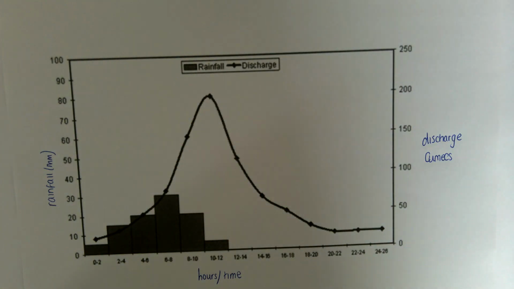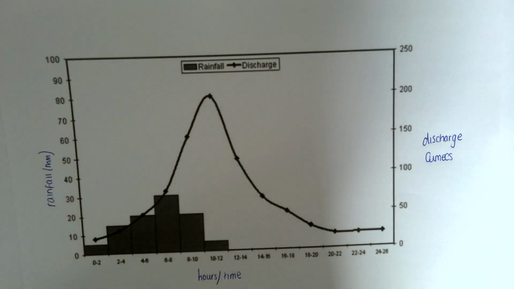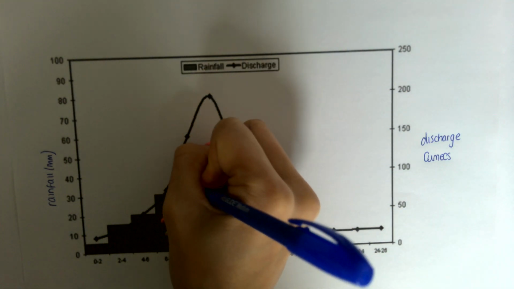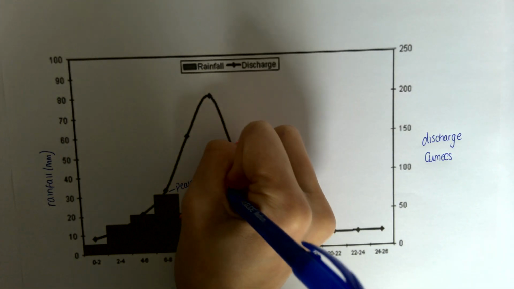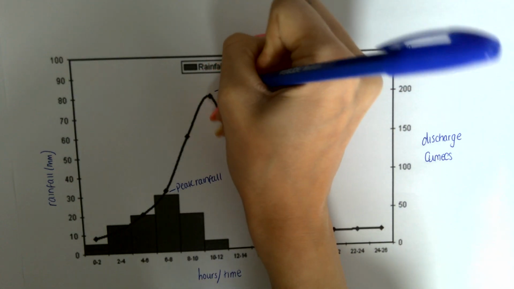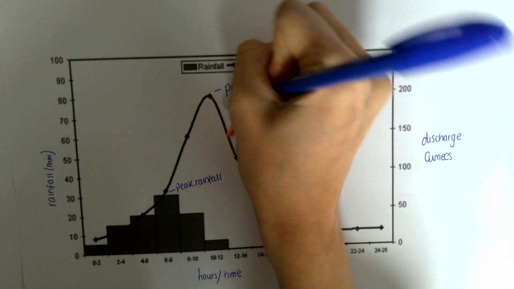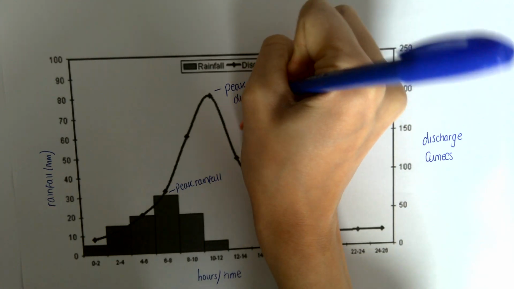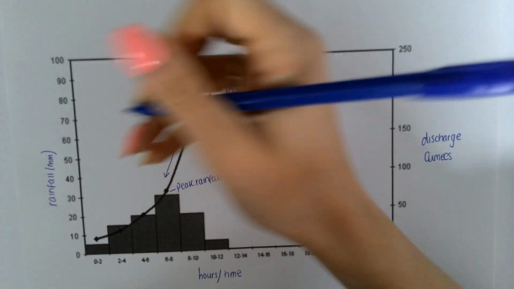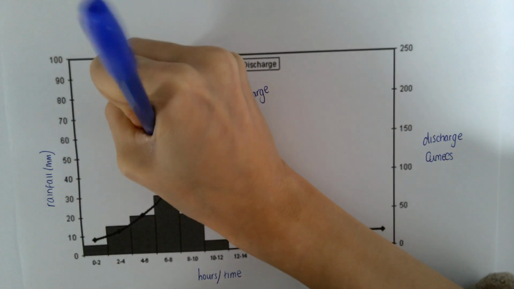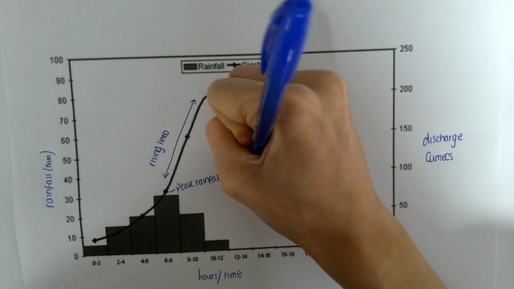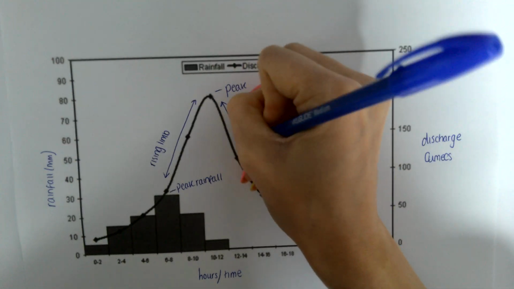So let's label certain parts of the graph. You've got your peak rainfall here, which is the maximum amount of rainfall that fell. You also have here your peak discharge. So remember, that's your volume of water in the river. You have this bit here, which is going up, which is your rising limb. Then you have the bit that is going down, which is your falling limb.